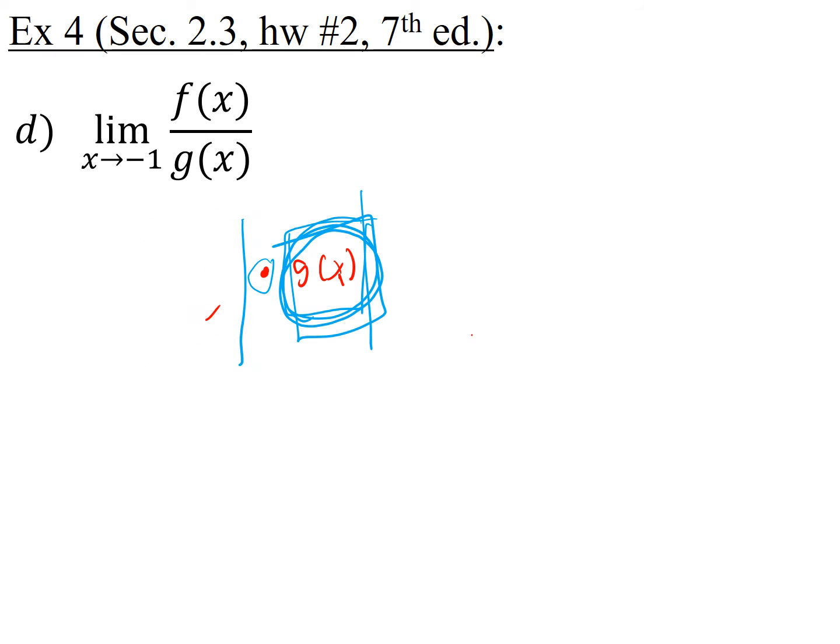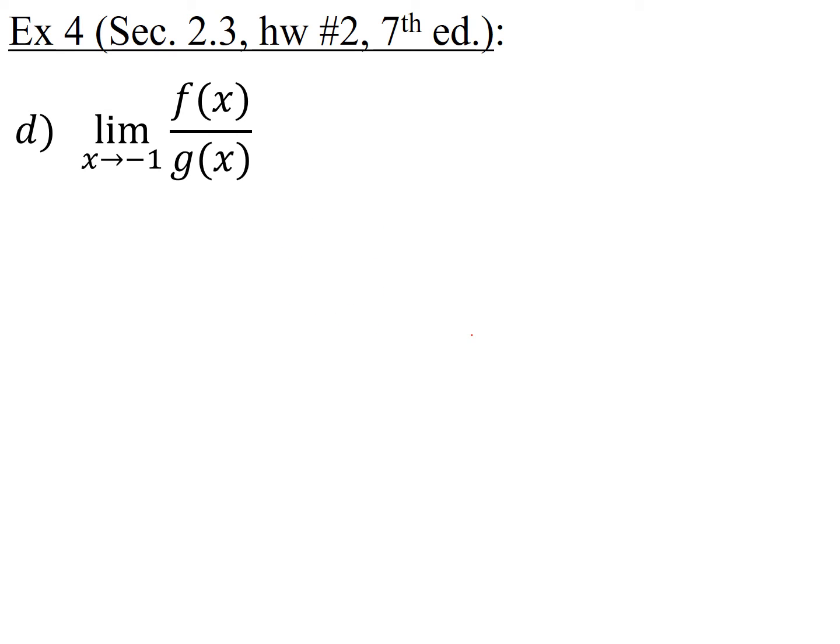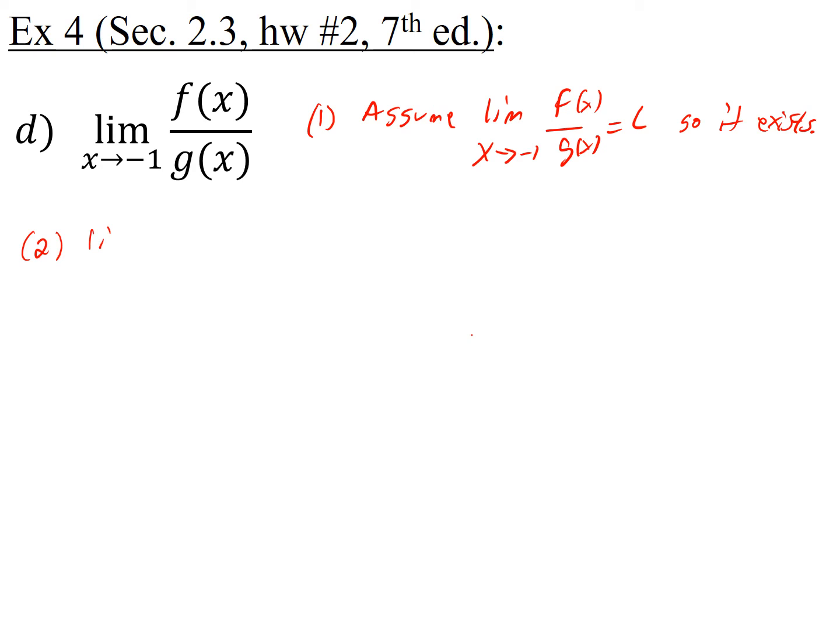Okay, let's write it out the correct way. So again, we're going to make an assumption. So let's assume that the limit as x goes to -1 of the entire fraction exists, and we'll call it L. So it exists. Okay, we also know that the limit of g exists. The limit as x goes to -1 of just g of x. We know the answer is 0, so it exists.